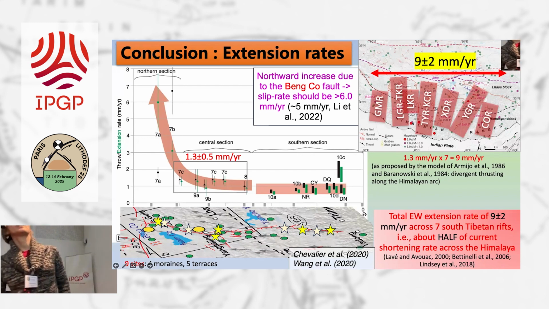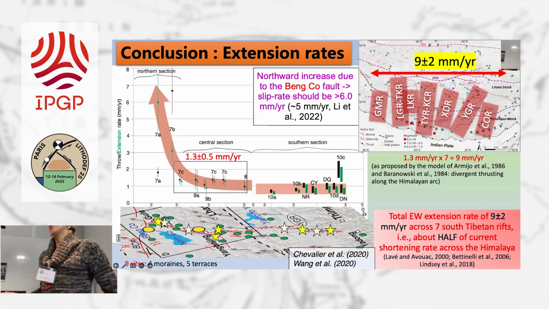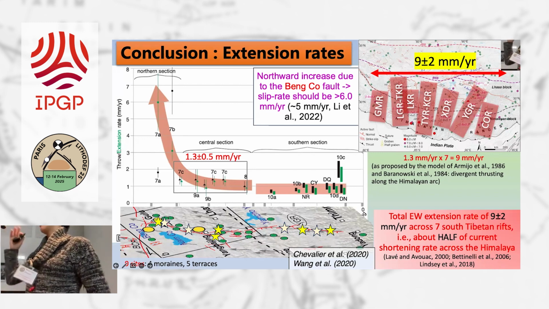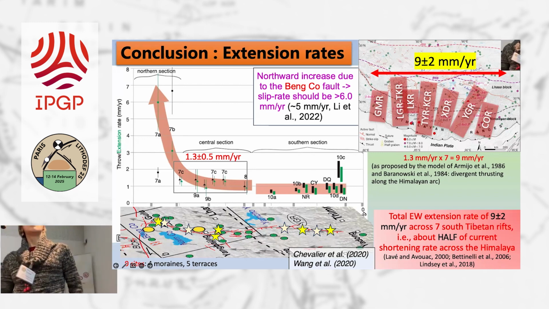which is very large. So we inferred that this sudden rapid northward extension is due to the Benzo fault, which is right lateral strike slip right here. So we inferred that the extension rate here must be influenced by the Benzo fault. And indeed, this fault moves at about 5 millimeters per year. This is also a paper with Paul and Li Kong.